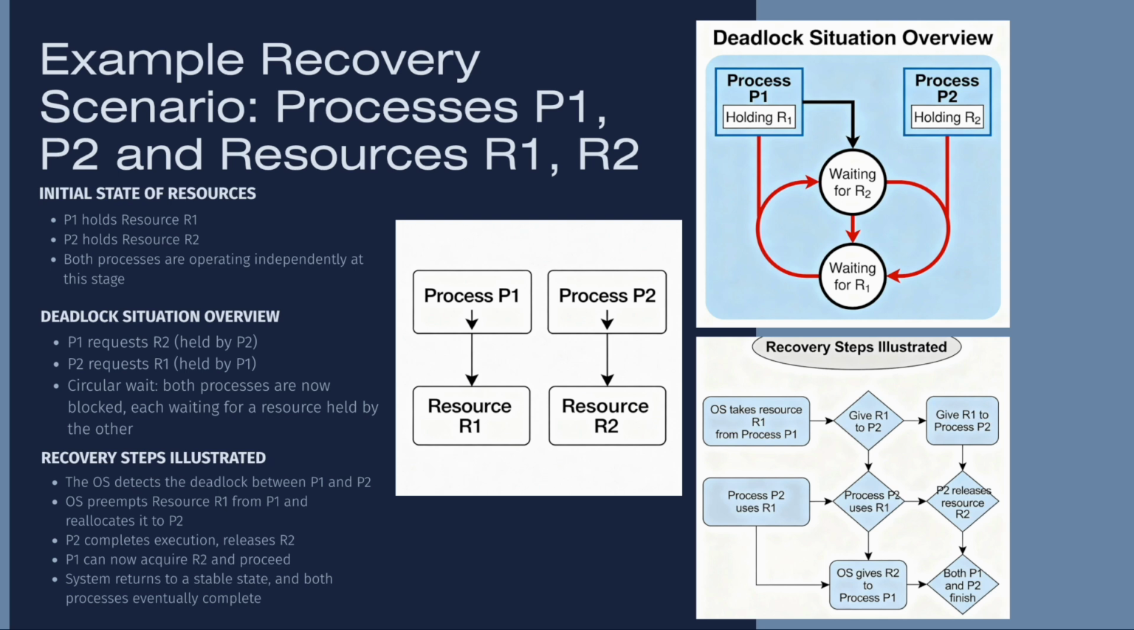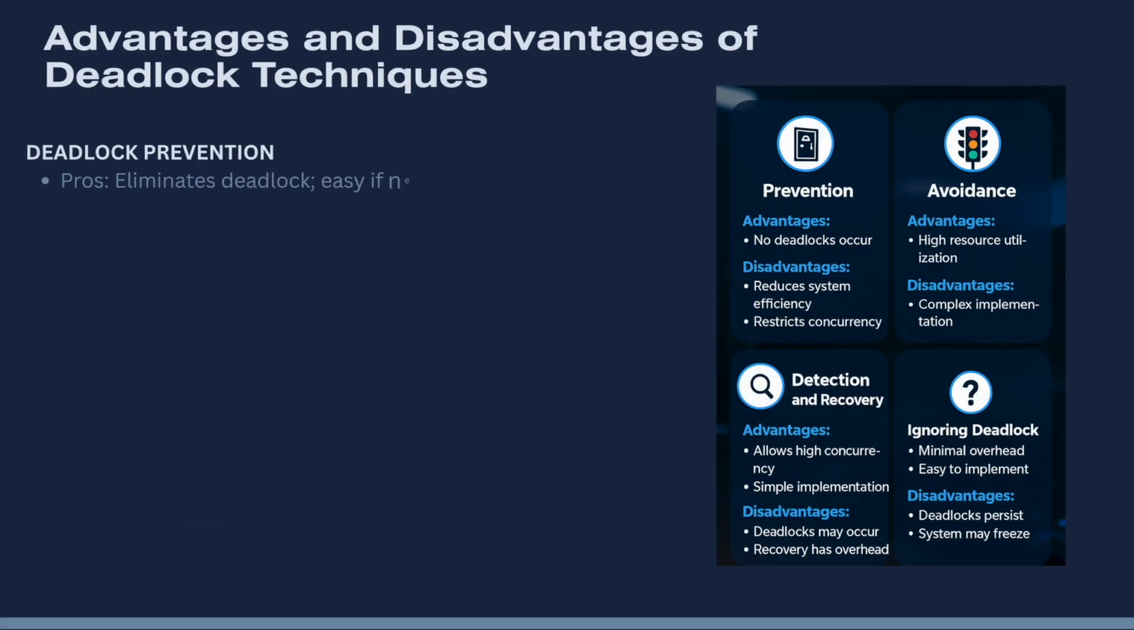Example recovery scenario. Consider two processes P1 and P2 each holding a distinct resource, R1 and R2. When P1 requests R2 and P2 requests R1, a deadlock arises. The system intervenes by preempting R1 from P1 and reallocating it to P2. Once P2 finishes and releases its resources, P1 can proceed. This process exemplifies how the operating system resolves deadlocks to maintain system stability and process completion.